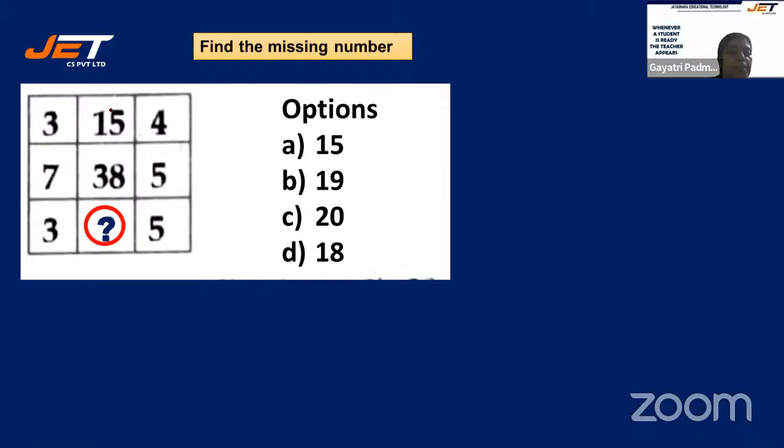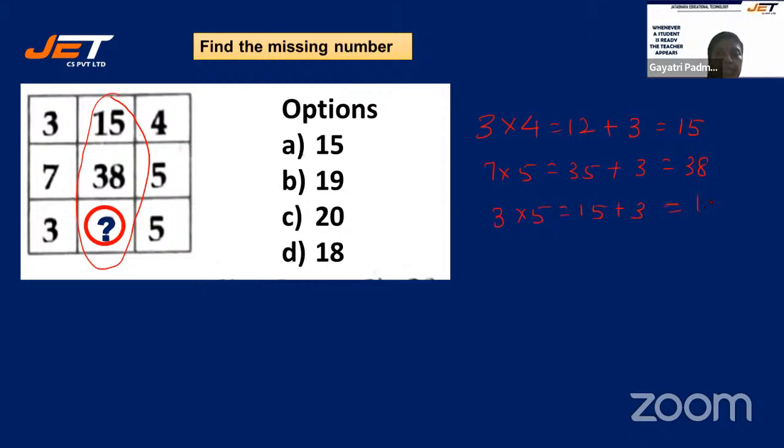Since your missing number is here, we should concentrate towards this column. So, why don't we try this? 3 into 4 is 12. Plus, if you add what you're getting, 15, 3. Let's just try, okay? 7 into 5, 35. Yes, plus 3 is 38. That's it. We almost got it. Likewise, 3 into 5, 15. Plus 3 should give us 18. So your option must be option B. Let's see. Yes, perfect. Right?